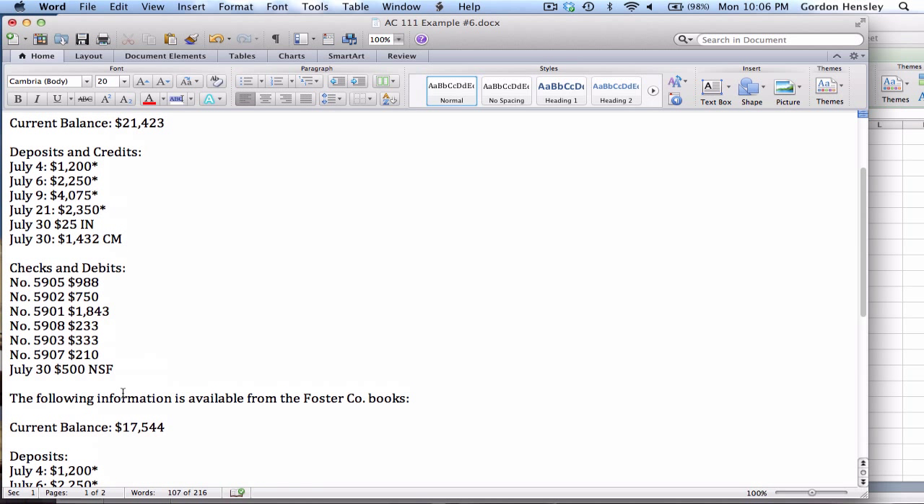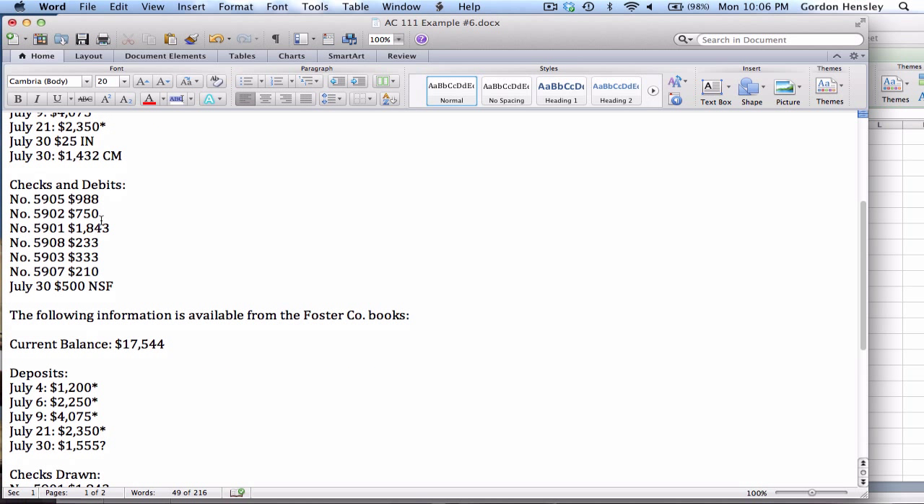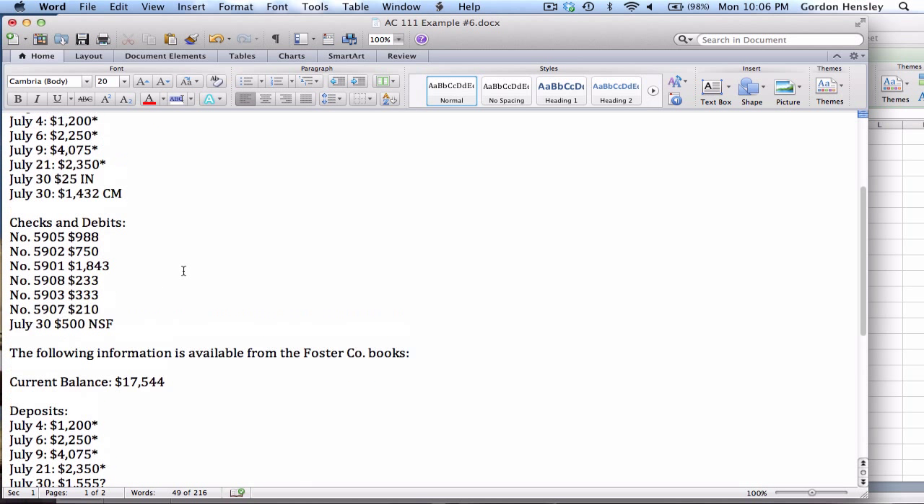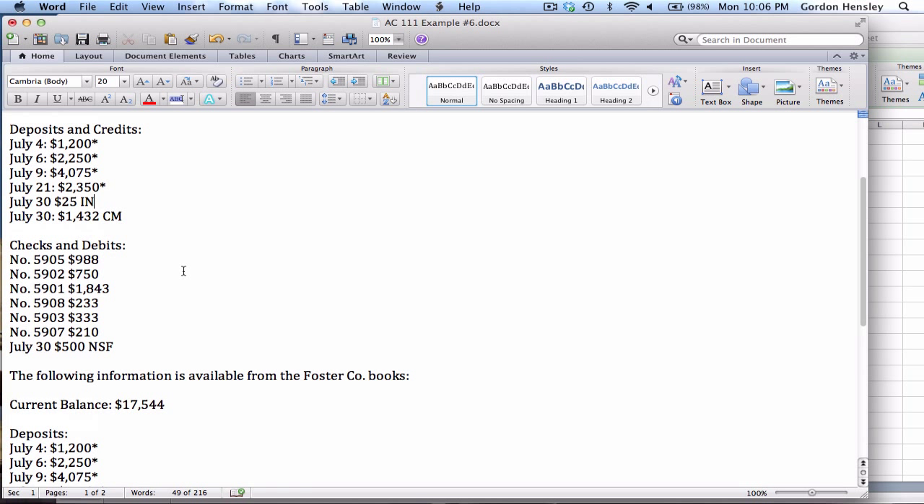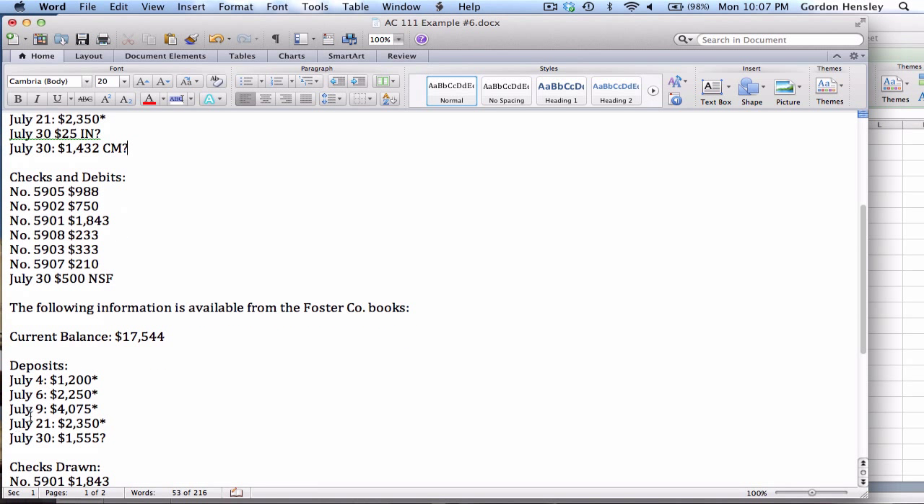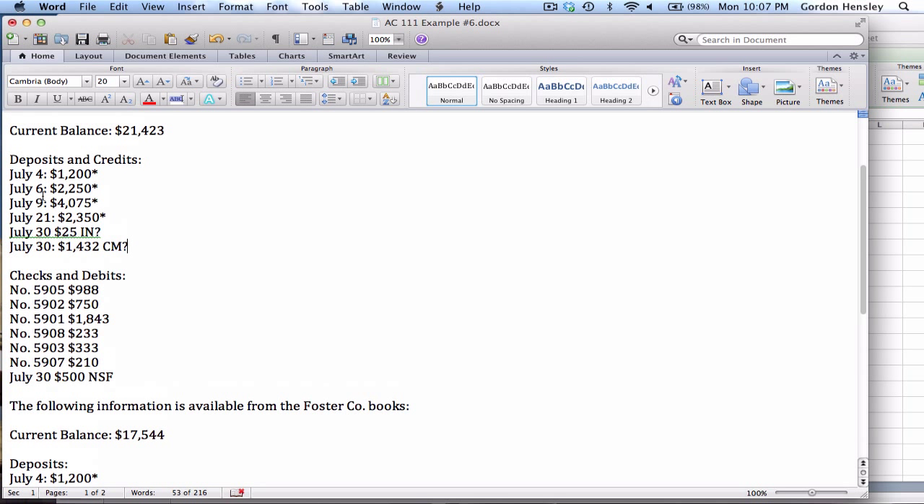Now there's also a couple things up here that don't match up. I see $25 IN. Well, that stands for interest. I don't see that listed down here on my deposits. So that's a problem. I'm going to have to address that. And then I also see that $1,432 CM, credit memo. I'm going to put a question mark there because again, I don't see that. So basically I'm just looking at deposits here and deposits here and seeing how they match up, how they're different.